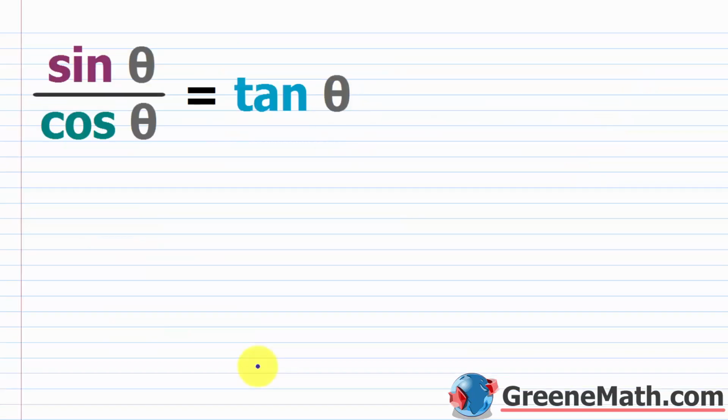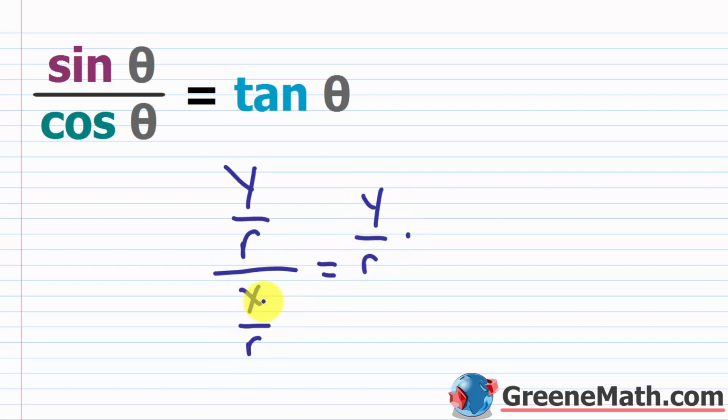All right, so now let's move on and look at the quotient identities. These are a lot easier to understand. You have sine of theta over cosine of theta gives you the tangent of theta. Remember, sine of theta is y over r, and cosine of theta, if I divide it by that, it's x over r. Well, what do we do here? This is y over r times the reciprocal of this, which is r over x, okay? So the r's cancel and you get y over x, which by definition is the tangent of theta.